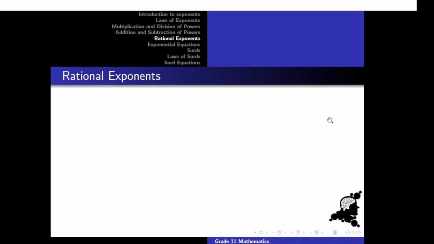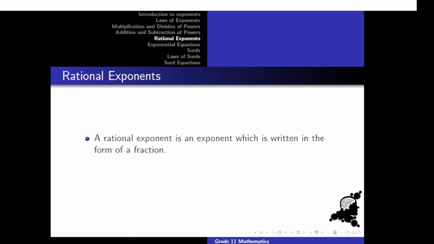So let's move on. Now we're going to have a look at rational exponents. If you can remember from grade 10, a rational number is any number that can be written as a fraction. So in essence, we are saying that rational exponents are exponents that can be written in the form a over b. In other words, they can be written as fractions. Here we've got some examples of rational exponents. So we've got x to the power 2 over 3, y to the power 5 over 4, 16 to the power 3 over 4, and in each of these cases you will notice that the exponent is a fraction. The exponent is a rational number.